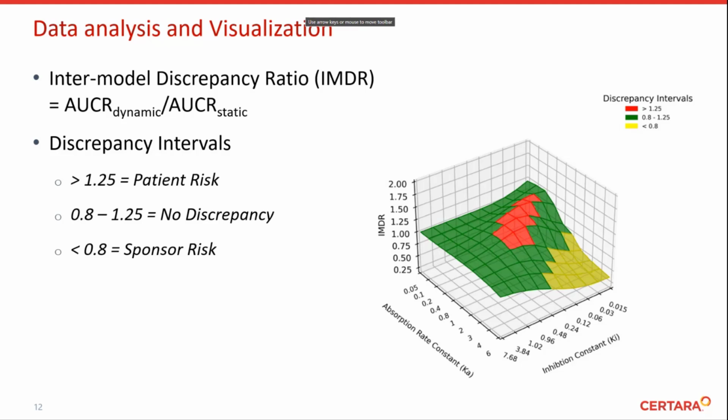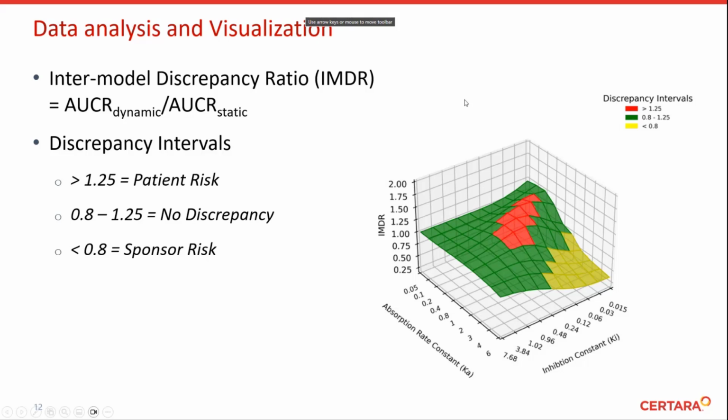which is associated with patient risk. And an IMDR of below 0.8 indicated sponsor risk, because in this case, the AUC ratio from the static model is significantly higher than the AUC ratio from the dynamic model. And so this could perhaps, in a real-world scenario, lead to a false positive result, leading to unnecessary clinical DDI studies, which poses a cost to sponsors.